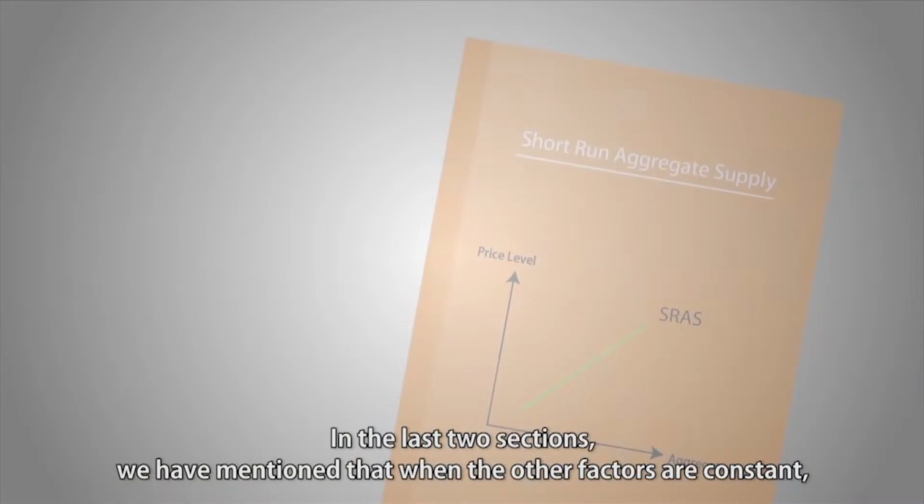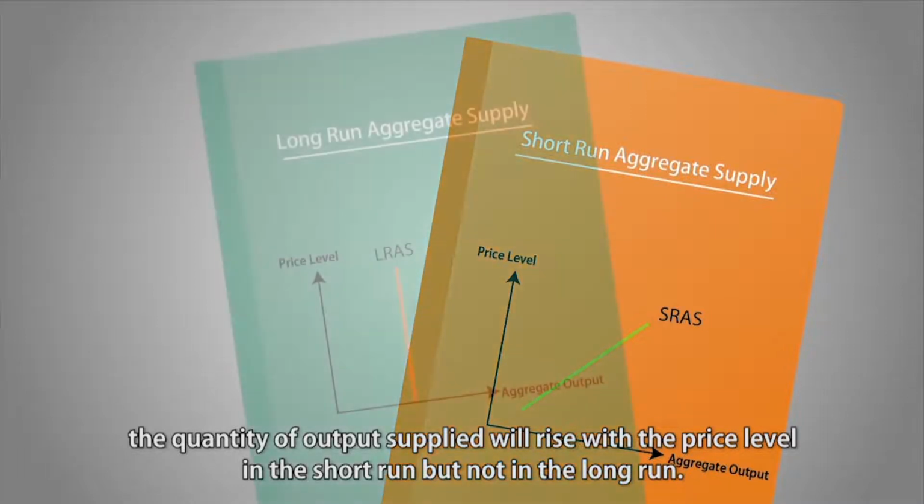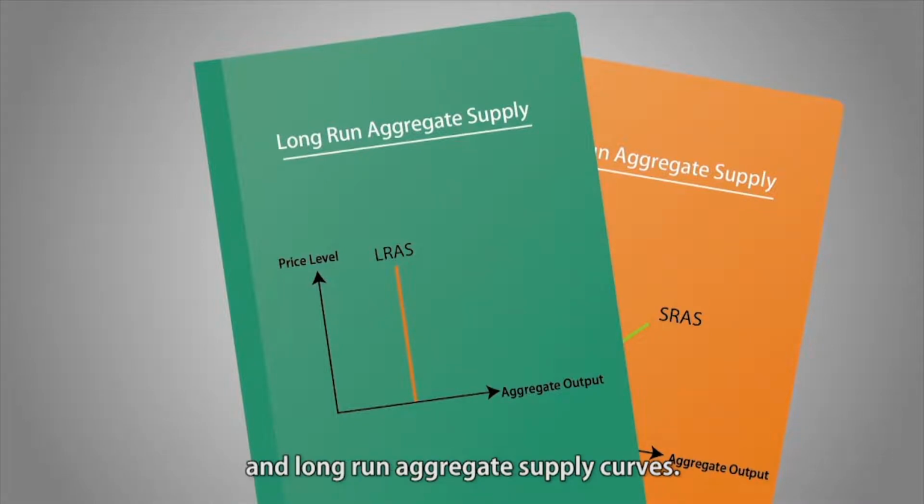In the last two sections, we have mentioned that when the other factors are constant, the quantity of output supplied will rise with the price level in the short run, but not in the long run. In this section, we will discuss how non-price level factors affect the short-run and long-run aggregate supply curves.